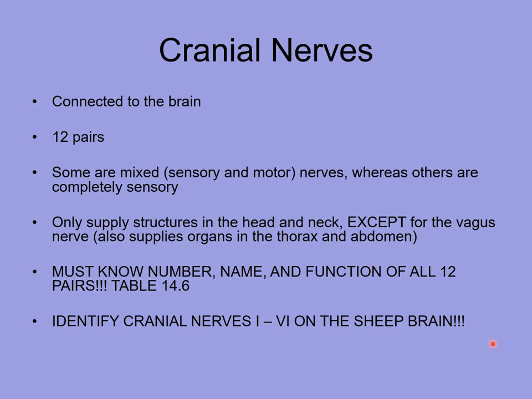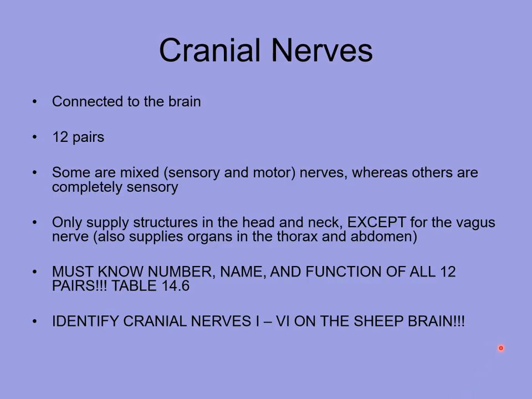The cranial nerves, there are 12 pairs of these nerves. They are connected to the brain. They are considered part of the peripheral nervous system because they are not the brain itself, but they do connect to the brain. Some of these will be mixed nerves, meaning they contain both sensory and motor neurons in there. Others of them are completely sensory ones. They supply, or innervate, different structures of the head and neck, except for one, which is the vagus nerve. This will also supply organs of the thorax and the abdominal region.